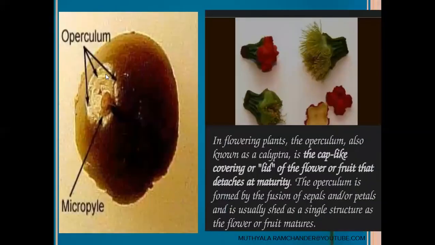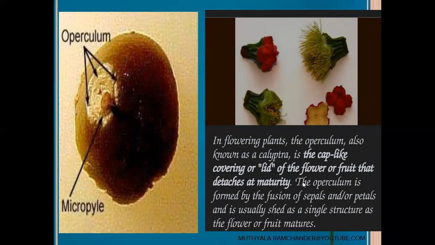And the next, operculum. The operculum is present at the micropylar region of the ovule. It is present in flowering plants. The operculum is also known as a calyptra. It is a cap-like structure covering the micropylar region. So this structure is also called the lid of the flower or fruit. It is detached at maturity.